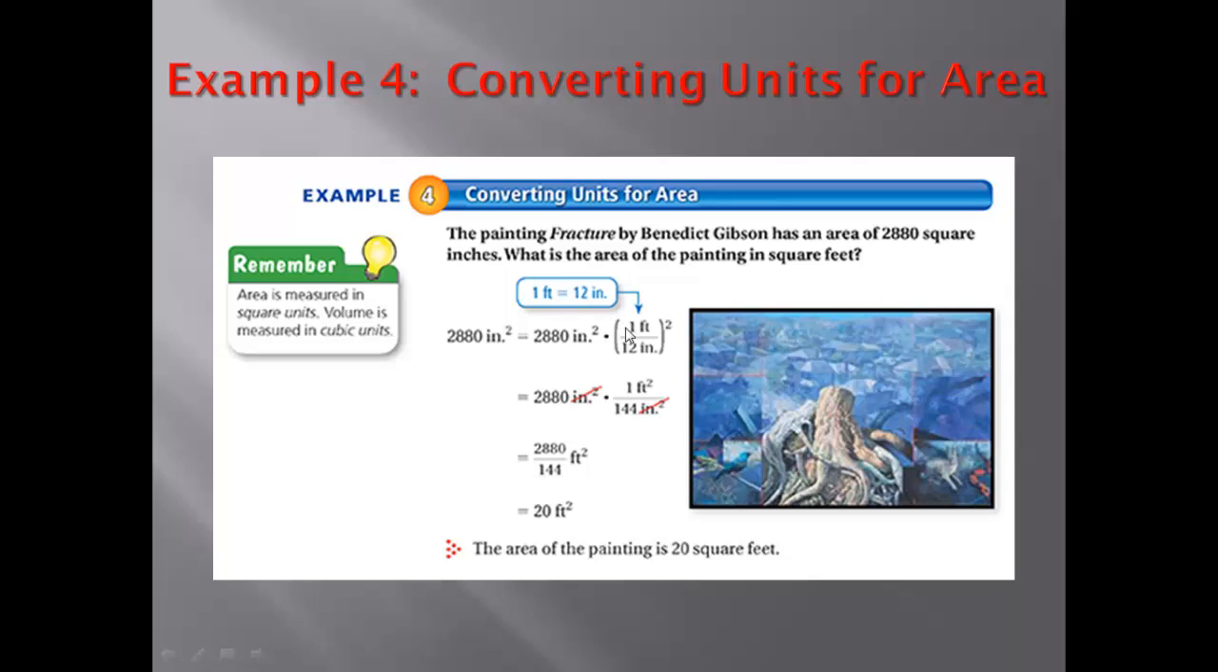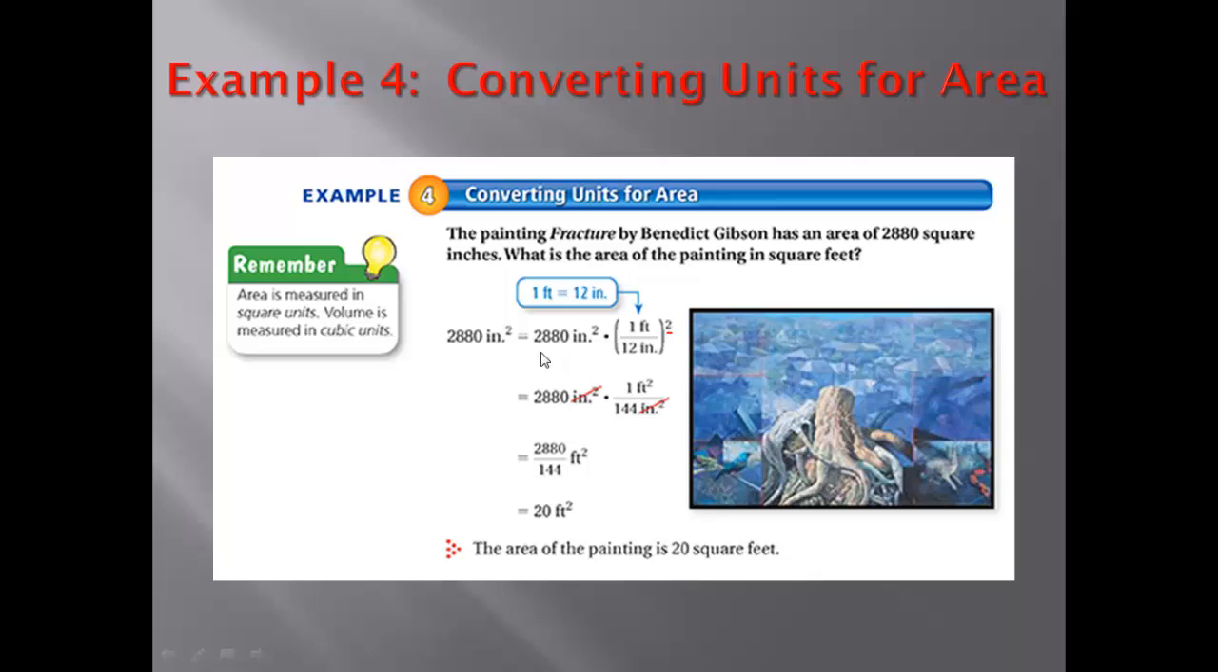I want square feet, so I have to square the conversion factor. So I'm going to do the conversion factor raised to the power of 2. When I square the conversion factor, I do 1 times 1 for the numerator, and 1 times 1 is 1, so I get 1 on the top, and then I do 12 times 12 for the bottom. 12 times 12 is 144. So I have 1 square foot on the top and 144 square inches on the bottom.